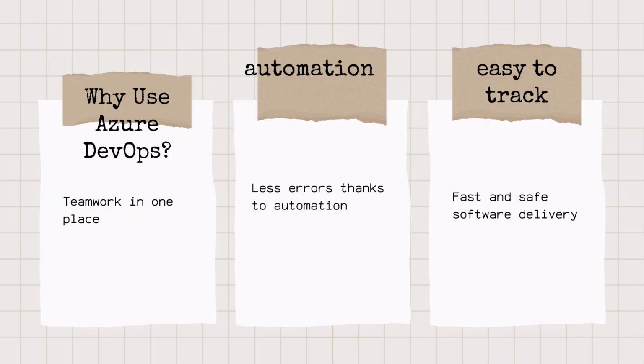Why do we use Azure DevOps? Point number one is that teamwork can be done in one place. Point number two is automation, which means fewer errors. Point number three is that it is easy to track. If 5 developers are working on a project, they can push and pull their code into one repository, so it is easy to track. And the fourth point is fast and safe delivery of the software. So these are the 4 points why we use DevOps.